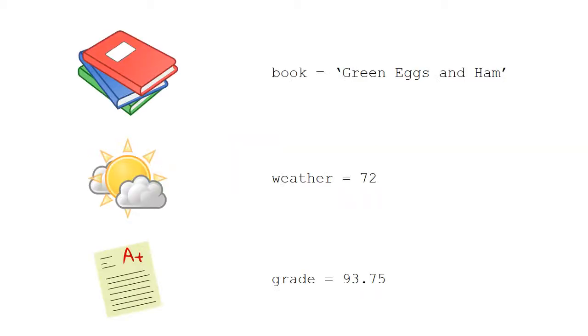For instance, we might abstract a book as the text of its title. We could abstract the weather as a number representing a temperature. And we could abstract your grade in this course as a decimal number.